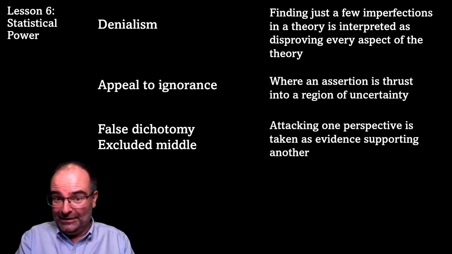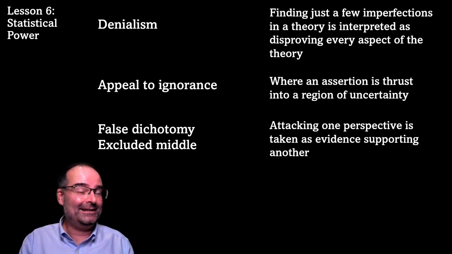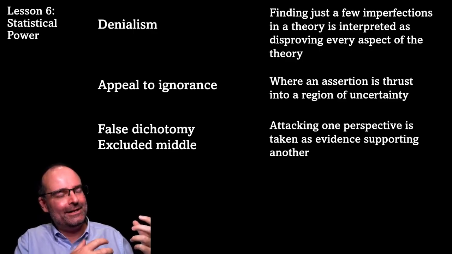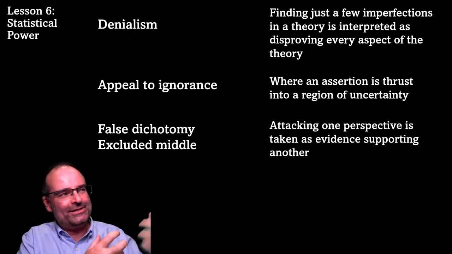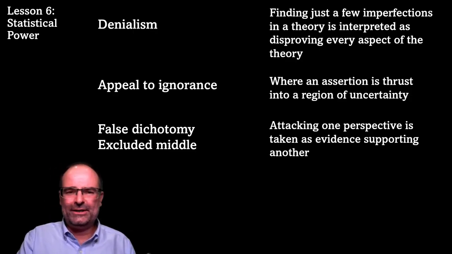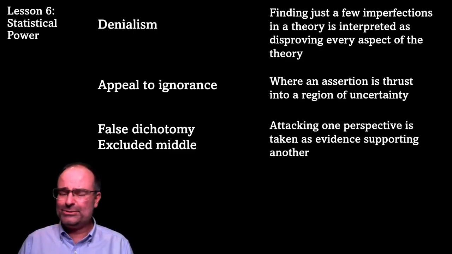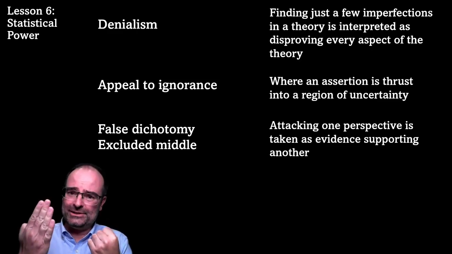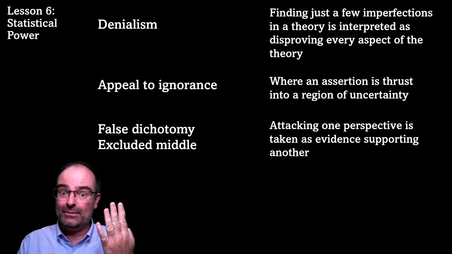These dichotomies overlap, so have no fear in an exam. I'm not going to put in more than one in the same place. False, because you can see they overlap. Appeal to ignorance relates to denialism. False dichotomy is another one where you make out that there are only two perspectives, that there are only two answers. And instead of adequately supporting your own position, you just attack the other one.